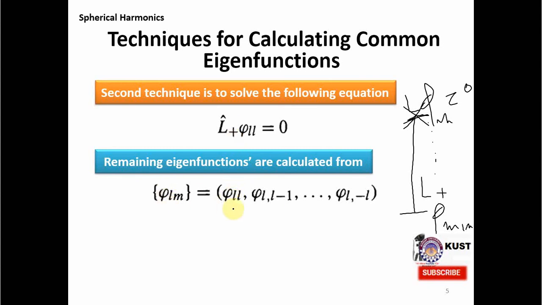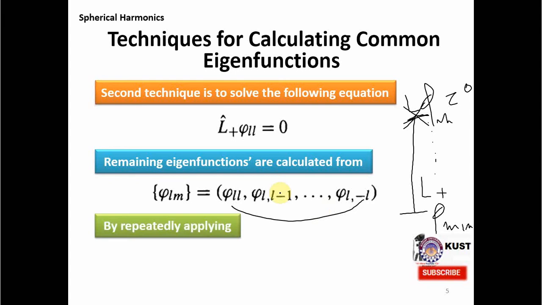You can see in this sequence, this set, we have phi LL, phi L minus 1 and so on. So this is the maximum value. We can go from here to here with the help of L plus, and we can have all the values, and these values are then called spherical harmonics. By repeatedly applying L minus on phi LL and going downwards, we will be able to obtain the complete set of harmonics. So this is the second technique.